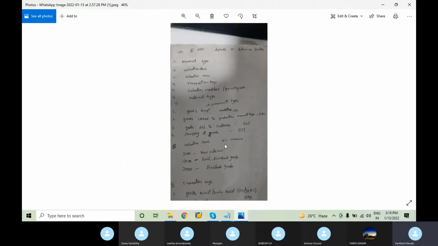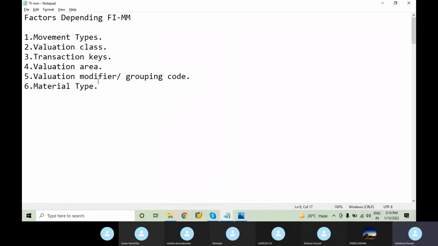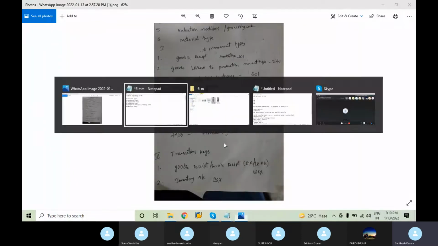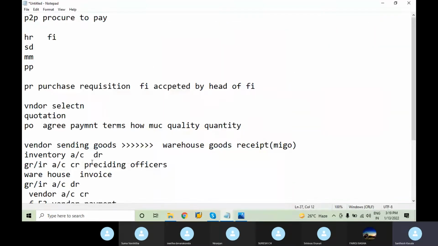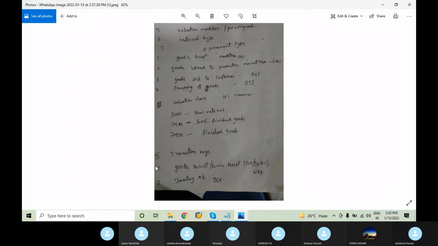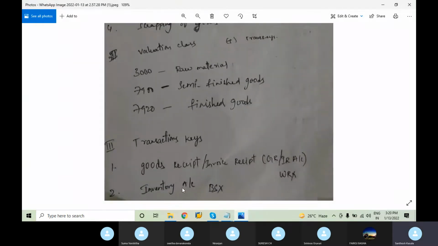Next, coming to the transaction keys, which is the third one. For example, when we see the entry in the older way, in the last session we saw inventory account debit to GRIR account. Basically the FI team will create the GLs. GRIR account is a temporary account. Inventory account means BSX. If we see the transaction key BSX, we'll understand that it is an inventory account.